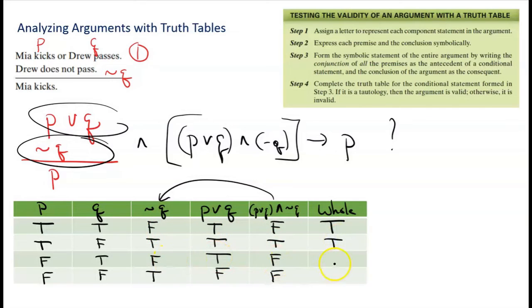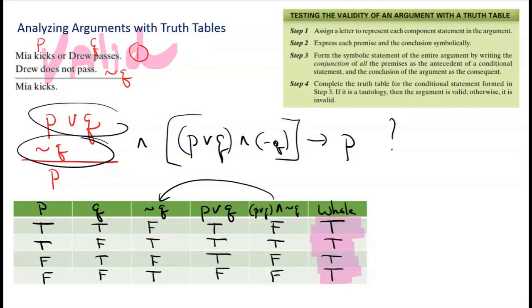False implies false is true, and false implies true is true. Again, if you start with a false, like rows 1, 3, and 4, it's going to be true. And then if you start with a true, then your "then" must be true, and that was the case there. So once again, we have a tautology. What does that mean? That this is a valid argument.